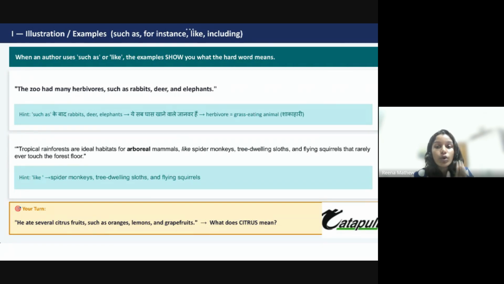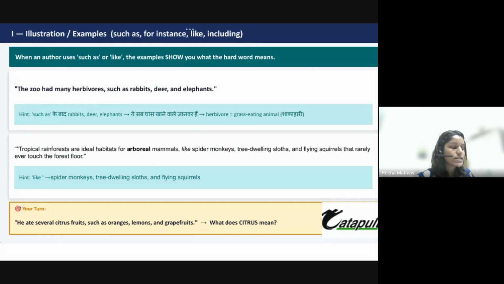So creatures that spend their whole life on trees and do not come to the ground are called arboreal. It means living in trees, a creature living on trees. Okay, please don't worry if you don't understand. I will be giving you the translation of this after class, so you'll understand. Okay, so let's do an easy question now.